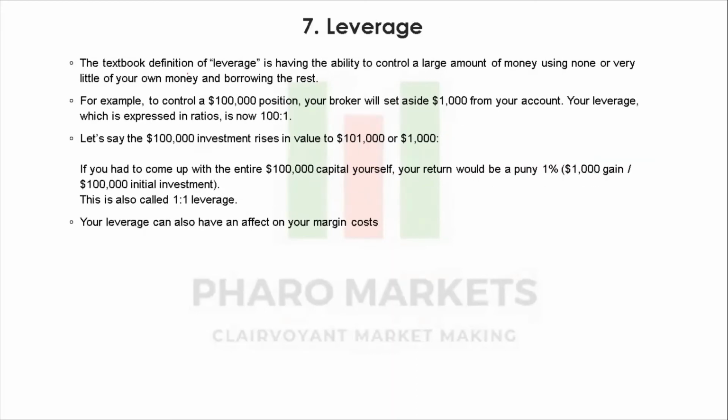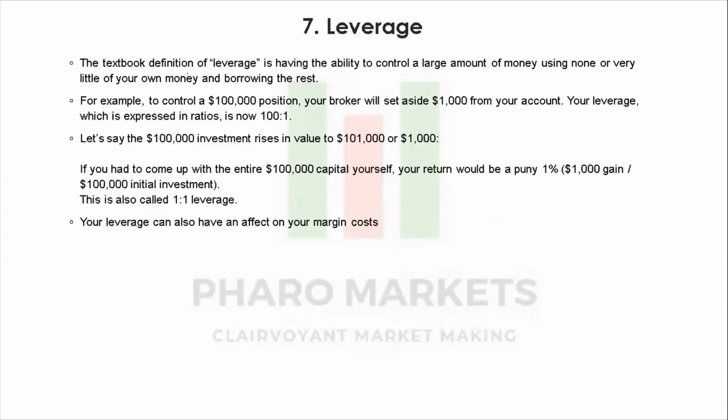The last thing I'm going to talk about is leverage. This is also where making so much money comes in with trading, right? The technical definition of leverage is having the ability to control a large amount of money using none or very little of your own money, and borrowing the risk. For example, to control a $100,000 position, your broker will set aside $1,000 from your account, and your leverage ratio is now 100 to 1.